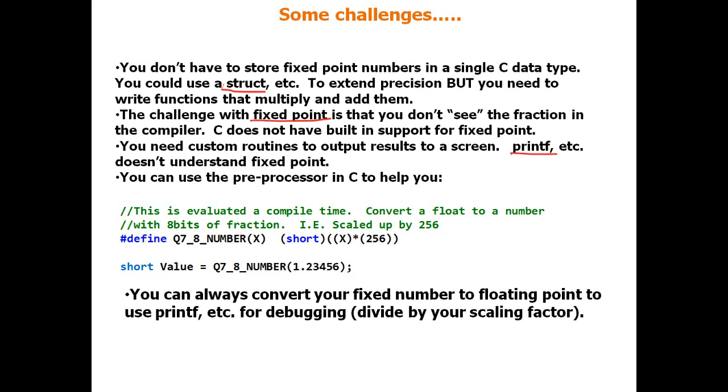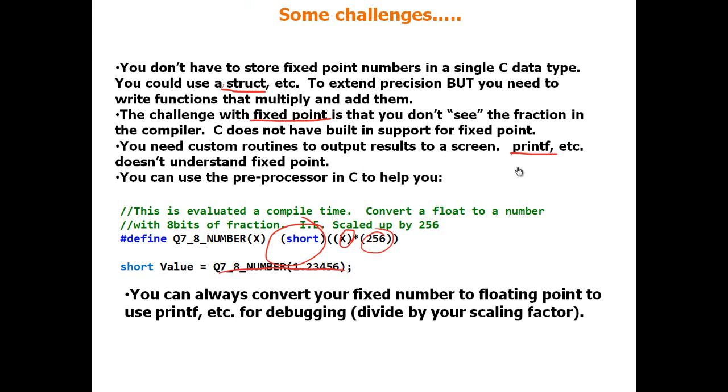Now, you can use the C preprocessor to help you. So, for example, if you want to get a number in Q7.8 format, I could define a macro that takes in a float, multiplies it by 256, and then converts it to a short. In that way, I could use the preprocessor to do the double precision floating point math to get my fixed point number. All right, and for debugging purposes, that can be useful.